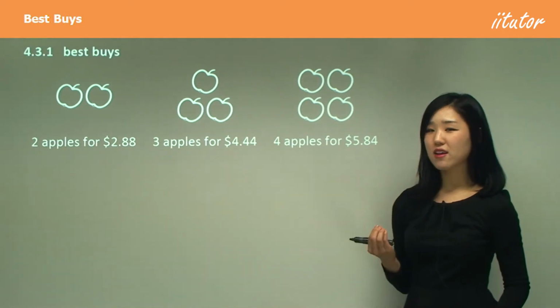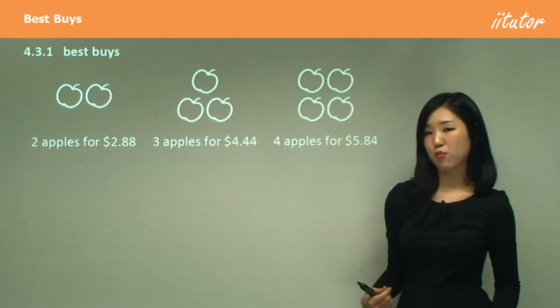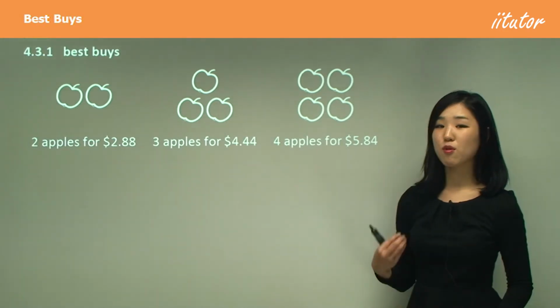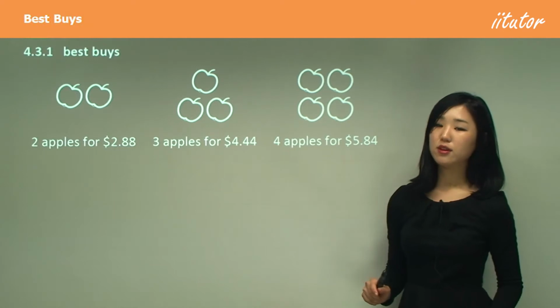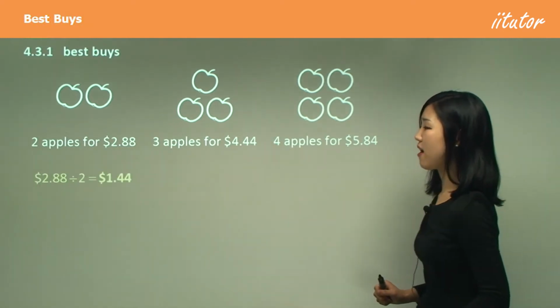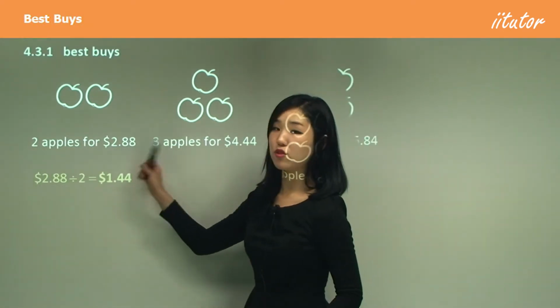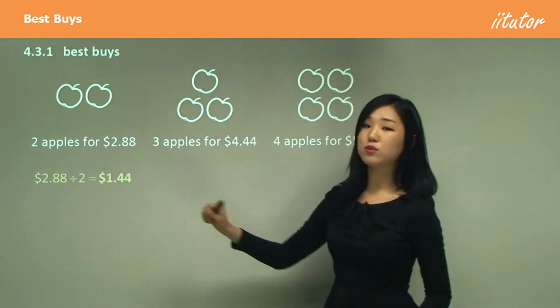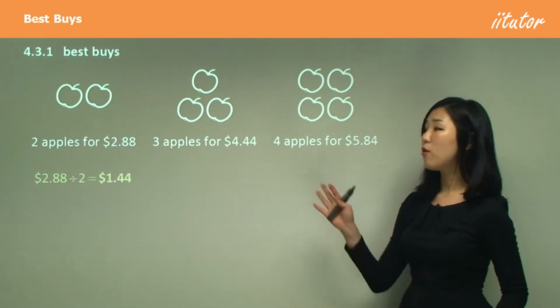I want to find the deal that gives me the best price, so the lowest price. So what I'm going to do is calculate the price of each apple, so 1 apple. In the first case, divide by 2, because this is the price for 2 apples. So simply divide it by 2 and we can see that 1 apple will cost $1.44. All you need to do is that.